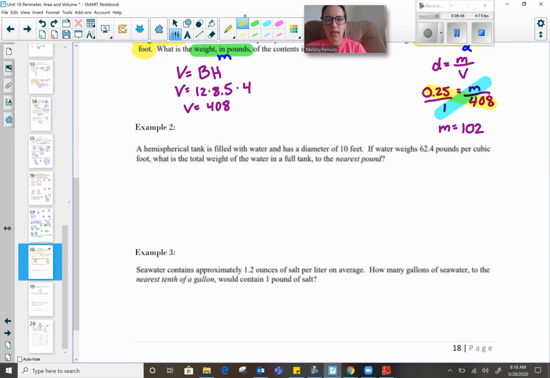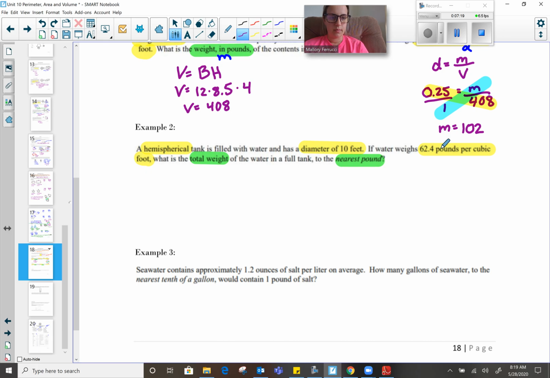A hemispherical tank is filled with water and has a diameter of 10 feet. If the water weighs 62.4 pounds per cubic foot, what is the total weight of the water in a full tank to the nearest pound?